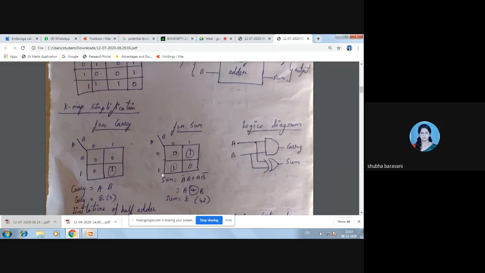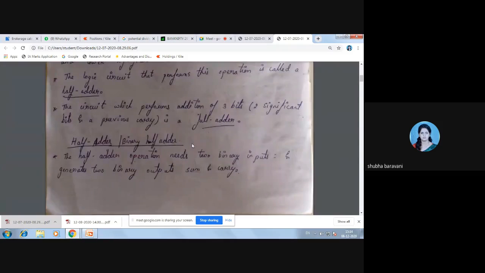So depending on these two expressions that I got from the K map, I have put the logic diagram. Just go through it. Is there anything to be explained? Understood, ma'am. See, the carry I have directly taken as A dot B and A XOR B I have taken as sum. So this is a half adder circuit.